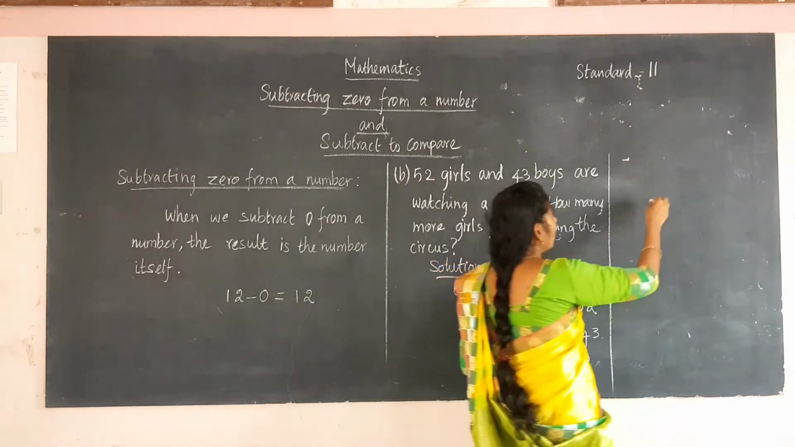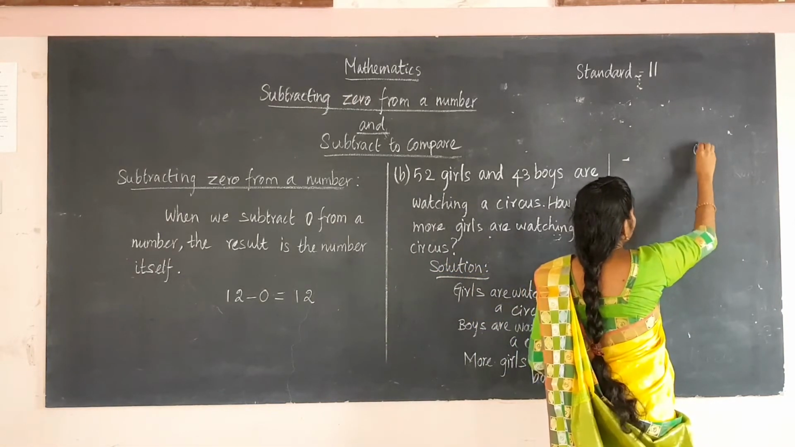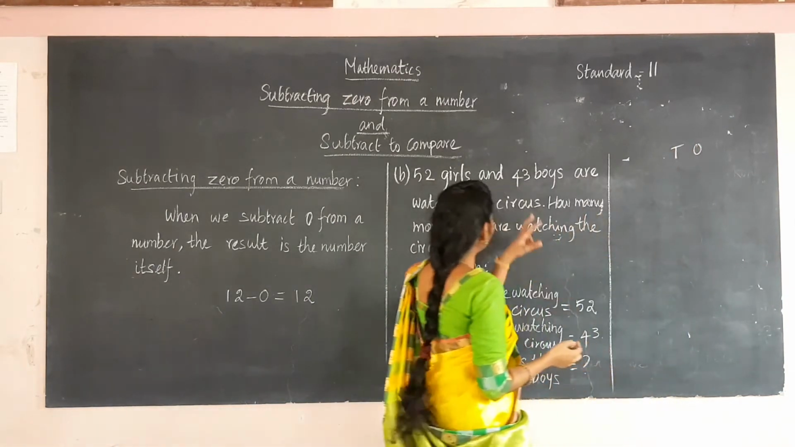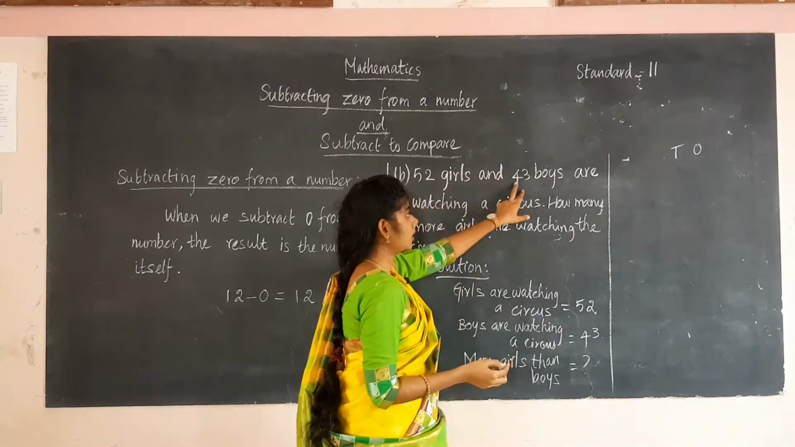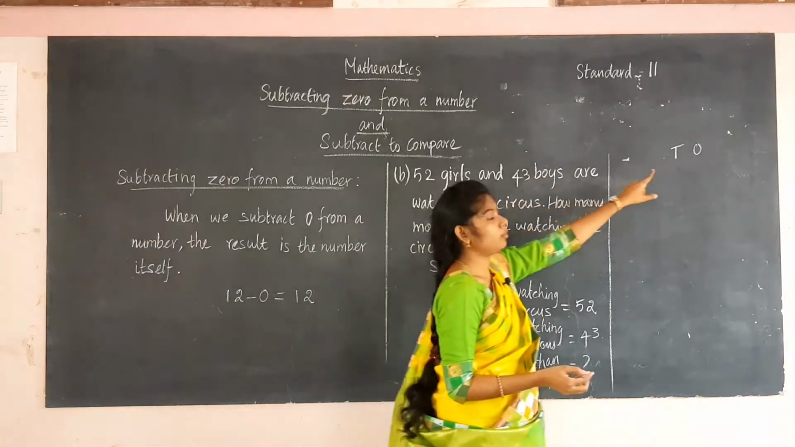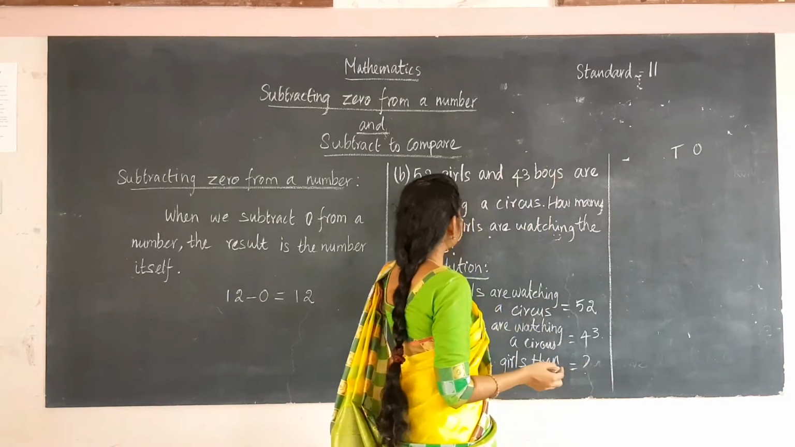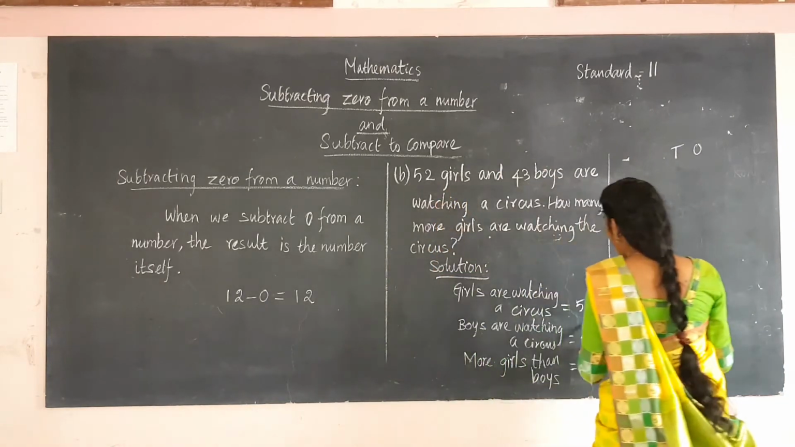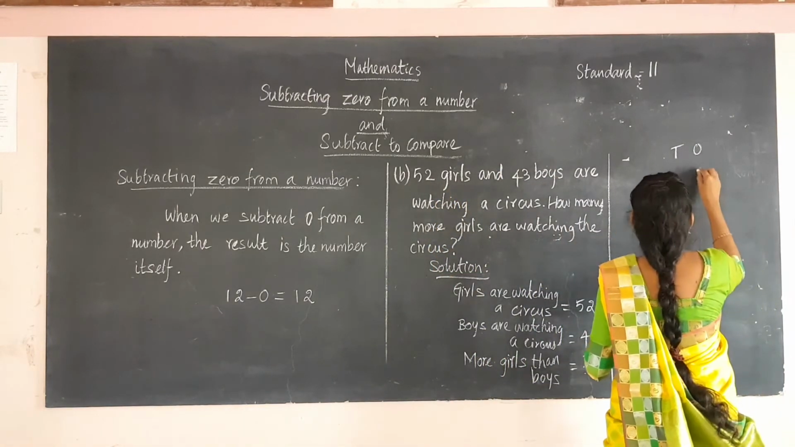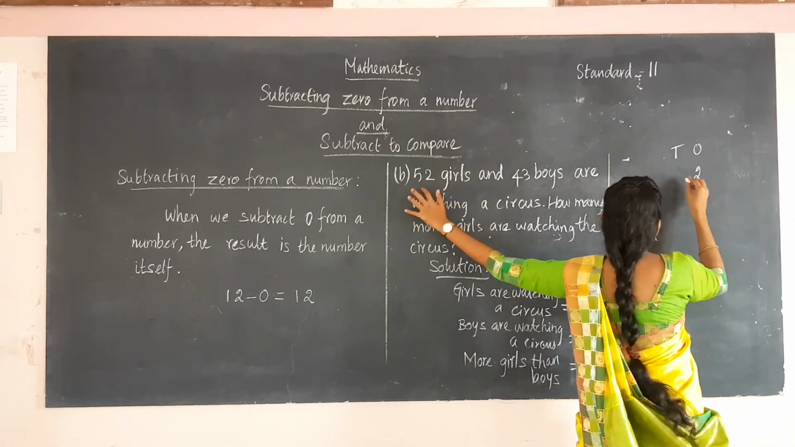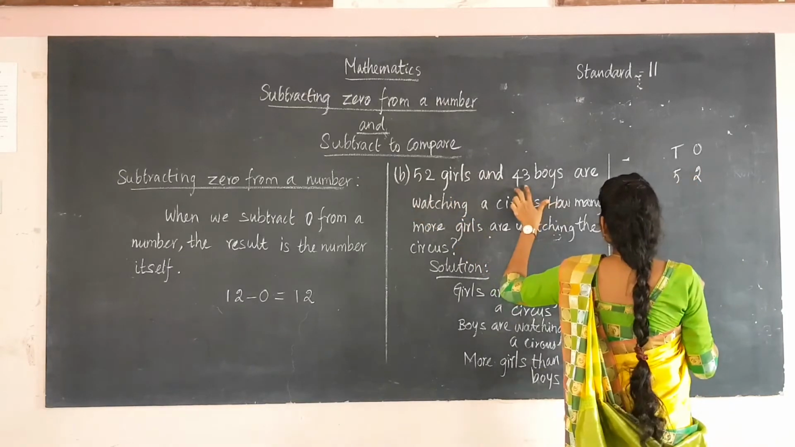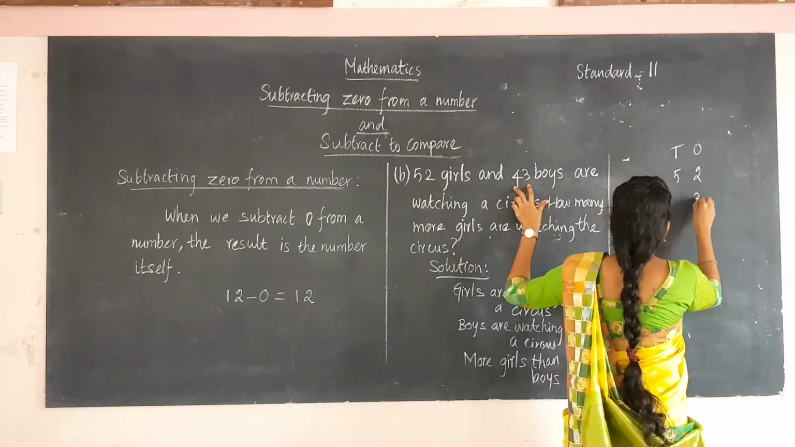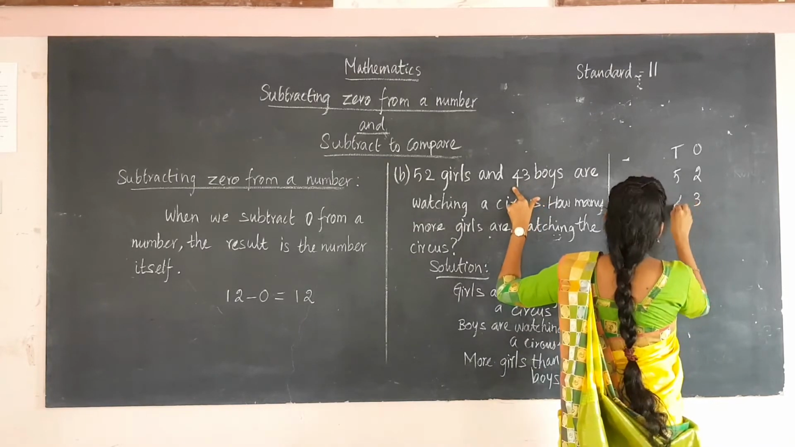So first we have to write the places. Ones, tens. Here there are two digits, right? So we are writing a 2-digit number, up to the tens place. So write the first number 52. We have to compare these two numbers. 2 in the ones place and 5 in the tens place. And the next number is 43: 3 in the ones place and 4 in the tens place.